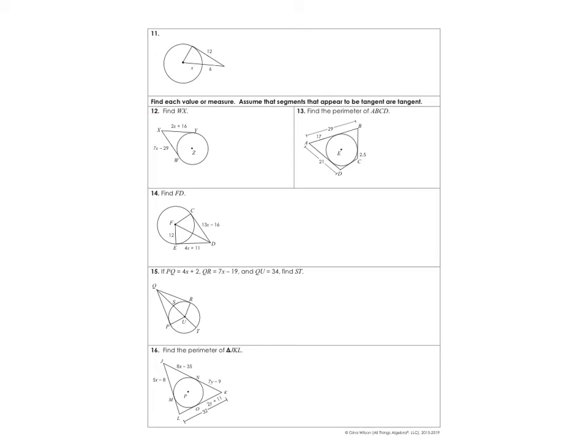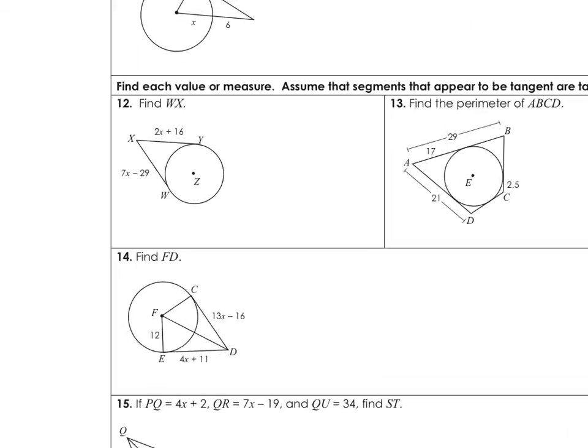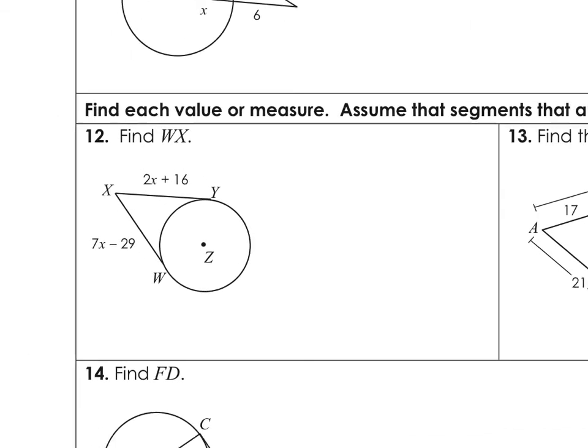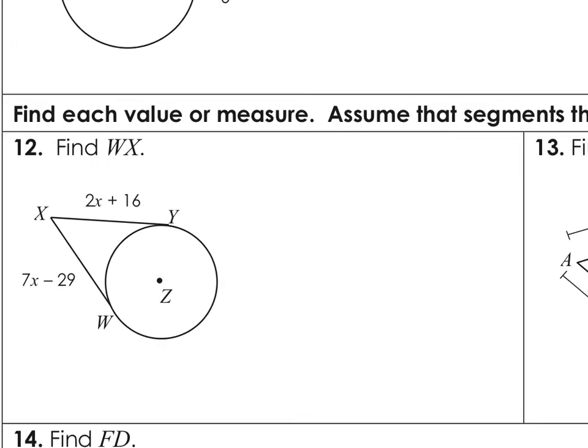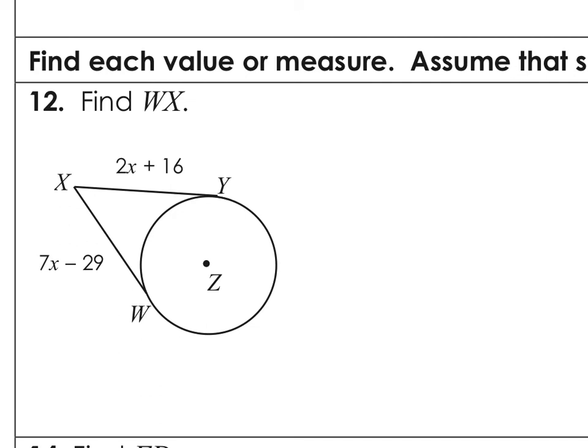So number 12. Okay? So in number 12, they want to find WX, and they're saying assume the segments that appear are tangent. So these are tangents, okay? Now, since two lines are coming from the same point and touching the circle, and if they are tangents, it means they're equal to each other, okay? So to set this up, all we have to do is set these two equal to one another. So you're going to say the 2x plus 16.